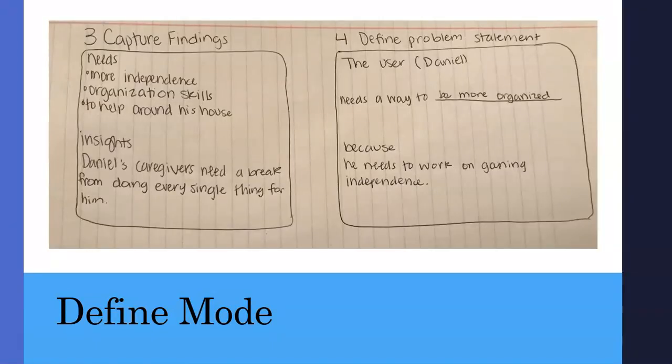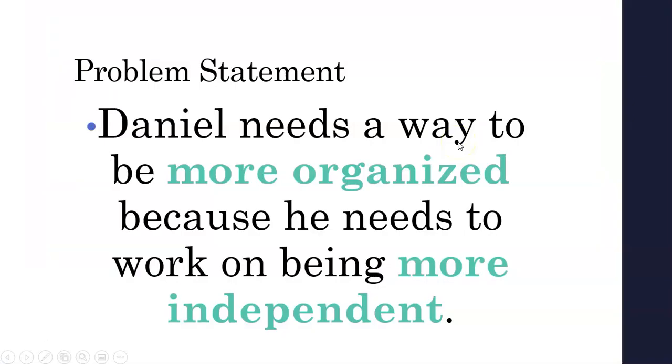So moving on from empathy, we go into the define mode, and that's where we defined our problem statement. As you can see up here, this is where I saw his needs, some insights I had about those, and then I defined his problem statement, which was that Daniel needs a way to be more organized because he needs to work on being more independent.